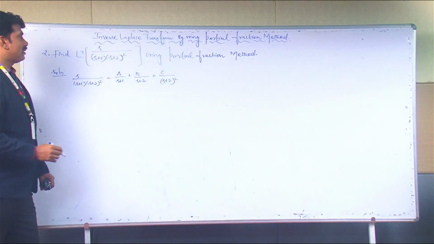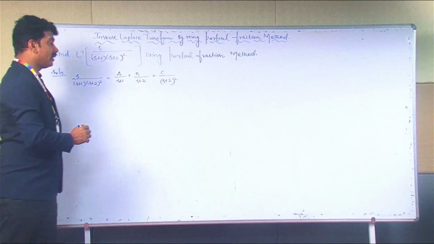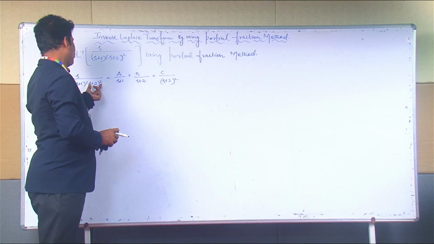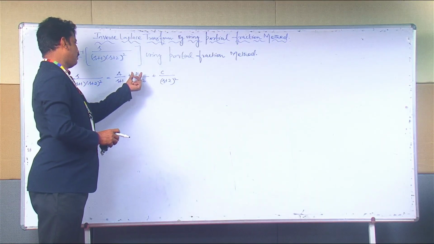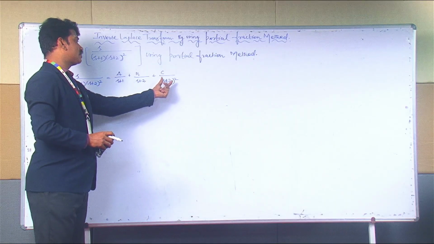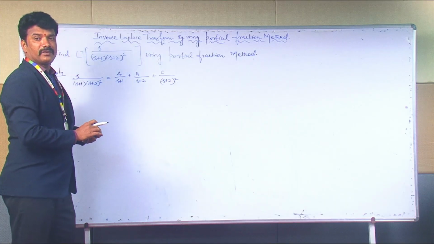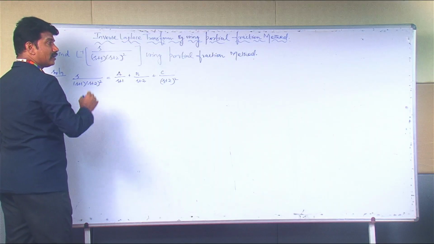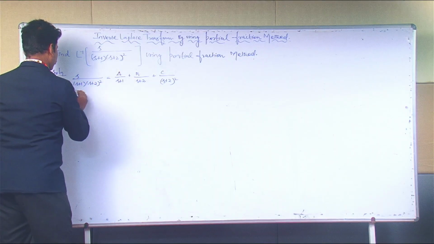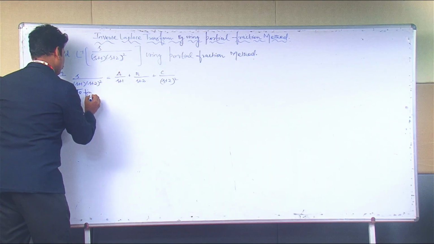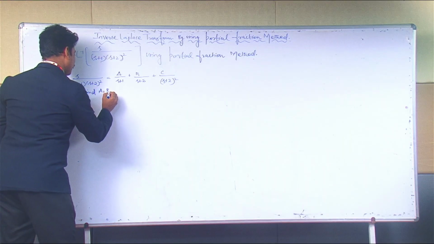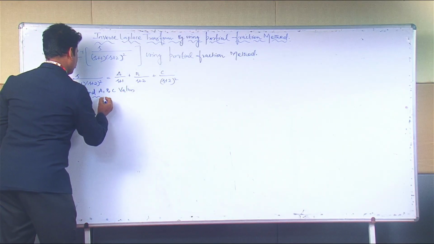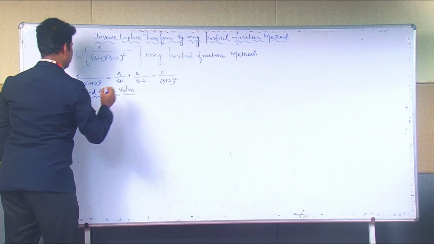A divided by S plus 1. This is a simple factor. If there is a square, we can split it as B divided by S plus 2 and C divided by S plus 2 the whole square. This is the procedure to split the second type, right? Now our ultimate aim is to find the constant values A, B, C. So to find the A, B, C values, right?